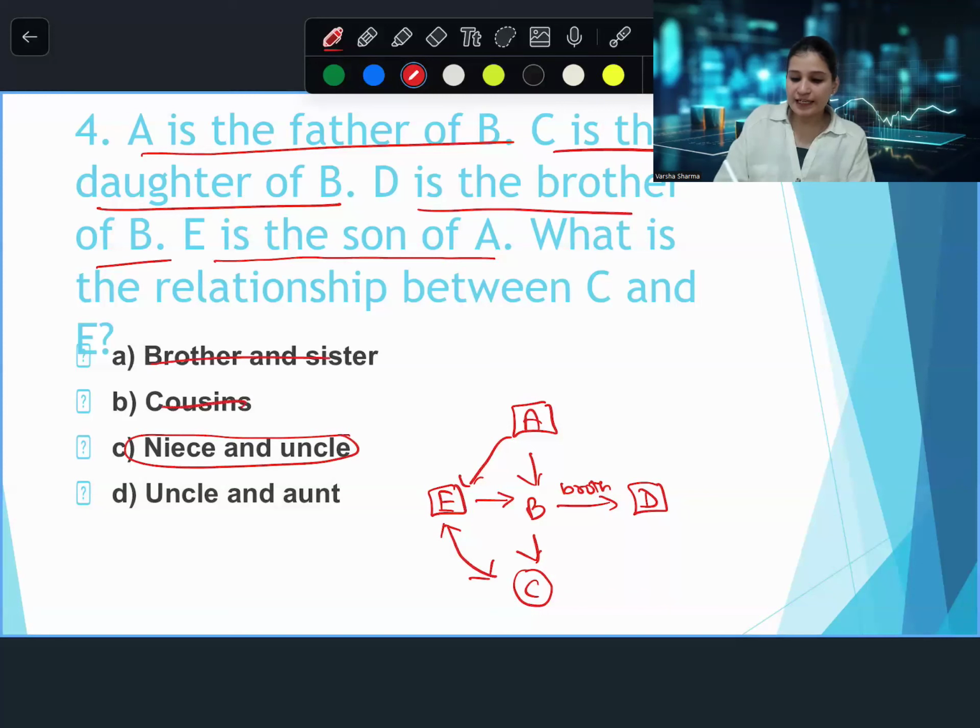See, all these other options are incorrect because they refer to the same generation. The first problem is that E and C are in two different generations. So options A, B and D are definitely incorrect. Agree? Yes, ma'am.